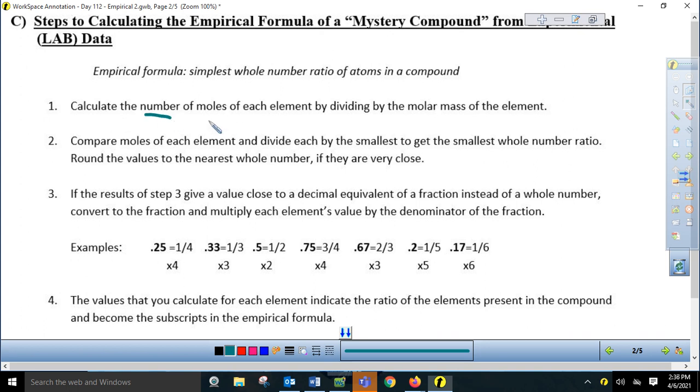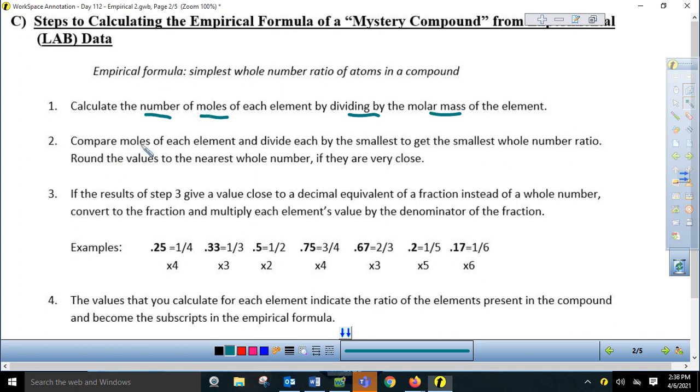Step 1 is we want to calculate the number of moles of each element present, and we do that by dividing by the molar mass of the element. So if you're given the number of grams, you divide by the molar mass to find out how many moles of each element you have. So we have to know how many moles we have so that we can find the empirical formula. So step 1 is always convert into moles of elements.